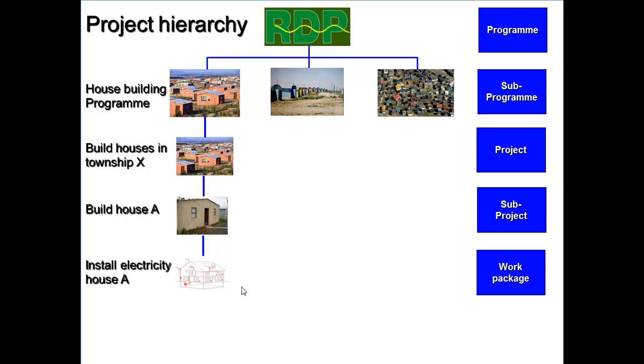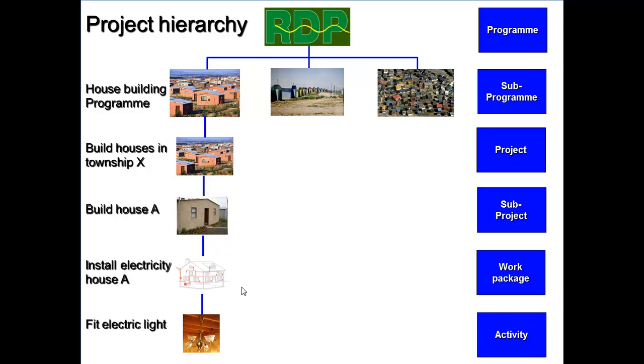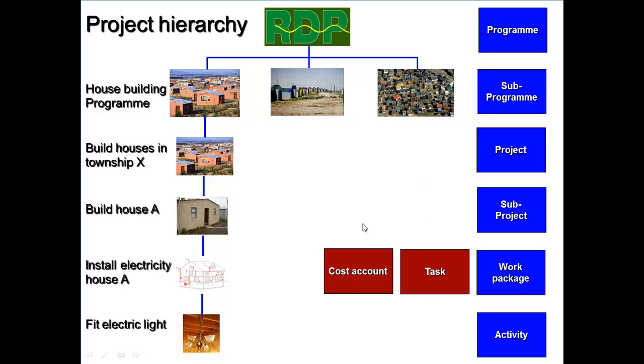And then to install electricity in that individual's house would then be a work package. And to fit the electric lights, which is part of the install electricity in house A, would then be an activity. And a work package is also known as a cost account or a task.